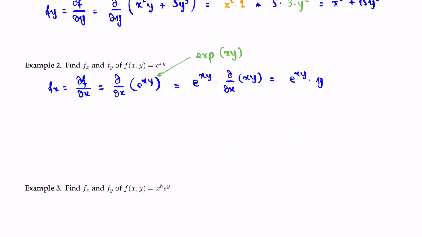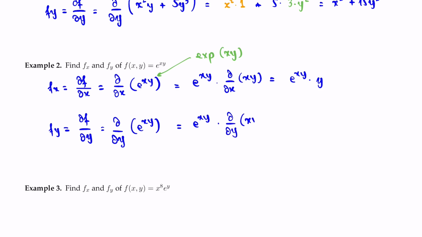Now for f sub y, or partial f partial y, you have the partial derivative of e to the xy with respect to y. In this context, x is a constant. And again, if you rewrite e to the x times y as exp of x times y, you're going to see that exp, the exponential function, is the outside function, and the product x times y is the inside function. So the derivative of the outside function, the exponential function, is still e to the x times y, times the partial derivative of the inside function with respect to y. Again, in this context, x is a constant, and the derivative of x times y is just x. So you have e to the xy times x.